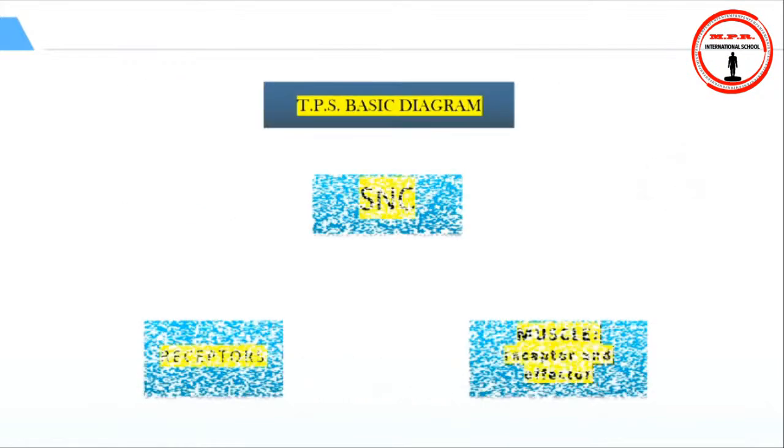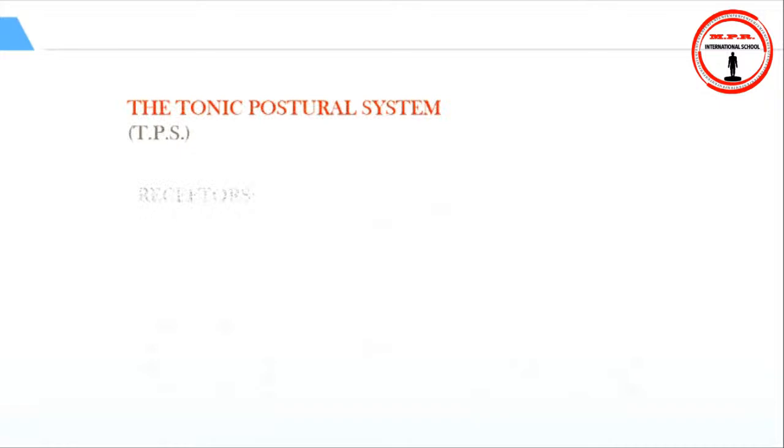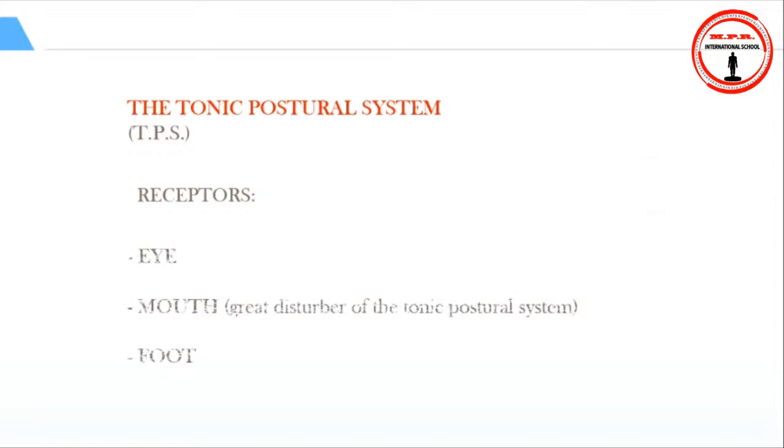body to work better. The tonic basic diagram is central nervous system, have receptors who send information, elaborate the muscle tone, tone is a receptor, send it back, and we create a cybernetic closed system. These systems have receptors. And I'm talking about that because I want you to understand why I tell you the neuromuscular system is a disturber. Have receptors, eyes, foot, and the big disturber in the middle. The big disturber is the craniofacial system here.